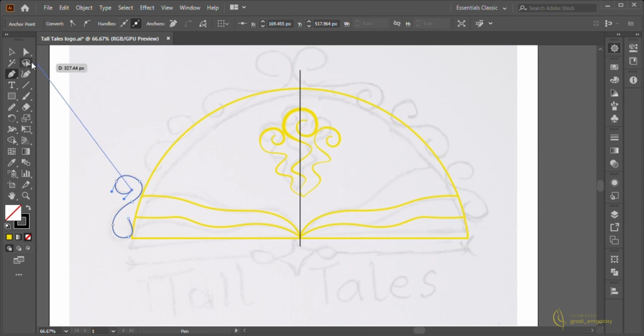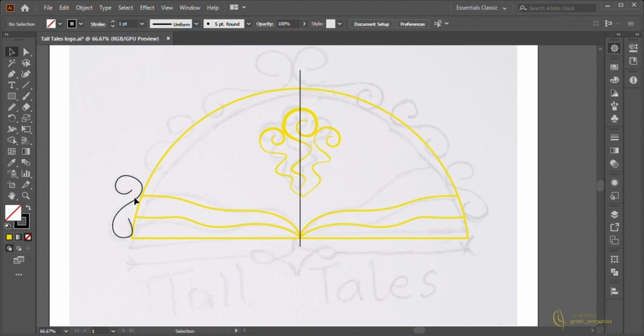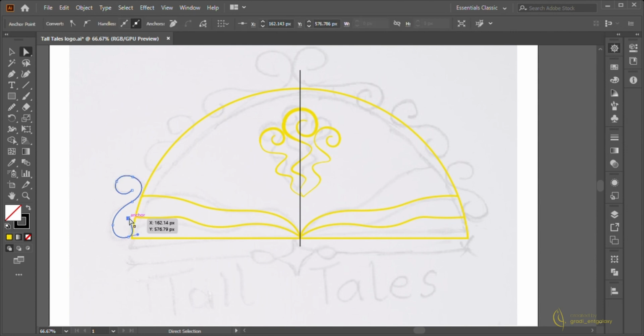I'm using the pen tool to make a proper shape of that whorl, and in order to adjust the anchor points I'm using the smooth tool. In addition, I think this curvature is good enough.